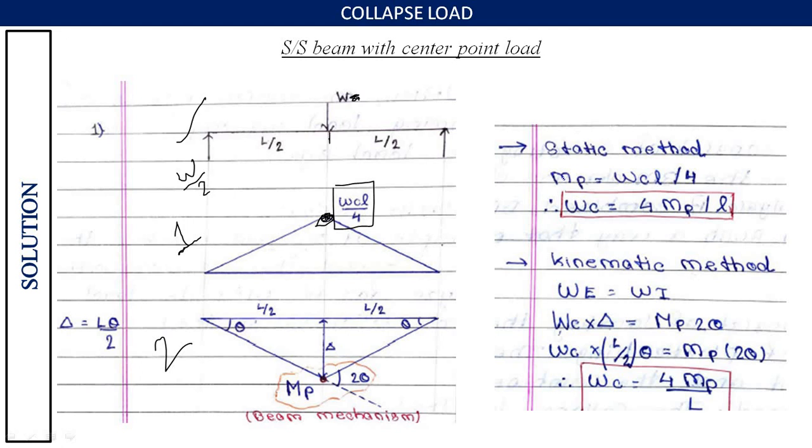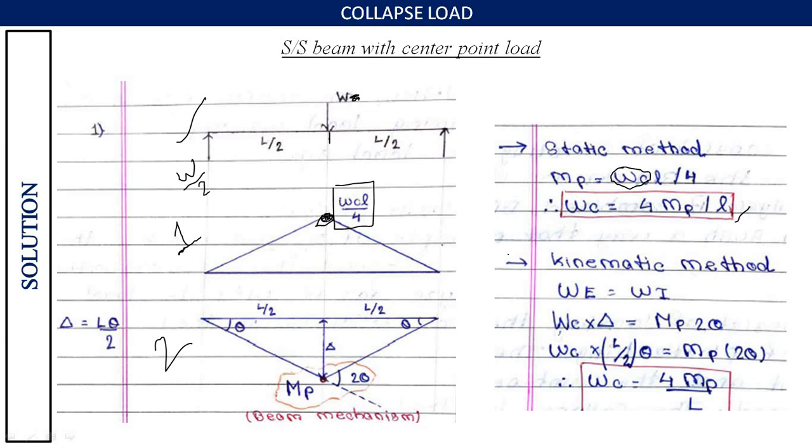So for the static method, MP, the plastic moment, is equal to WC, which means collapse load, into length by 4, WC L by 4. Therefore, making WC the subject, we find the collapse load is equal to 4 MP by L. So for a simply supported beam with point load using the static method, the collapse load is 4 MP by L.